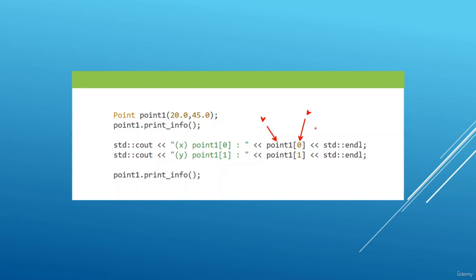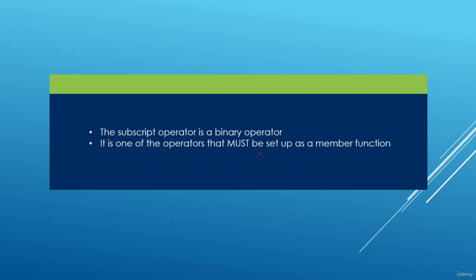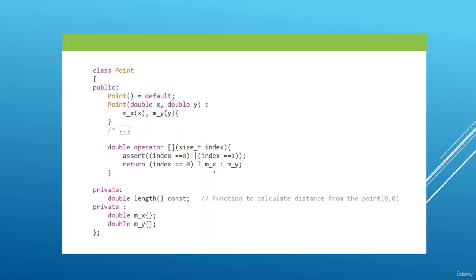Another thing you should know is that the subscript operator is one of the operators that must be set up as a member function. C++ doesn't provide a syntax you can use to set this up as a freestanding global non-member function. And if you try to do this in any way, you're going to get a compiler error. So the only way to set up a subscript operator is to do it as a member function. Keep this in mind.